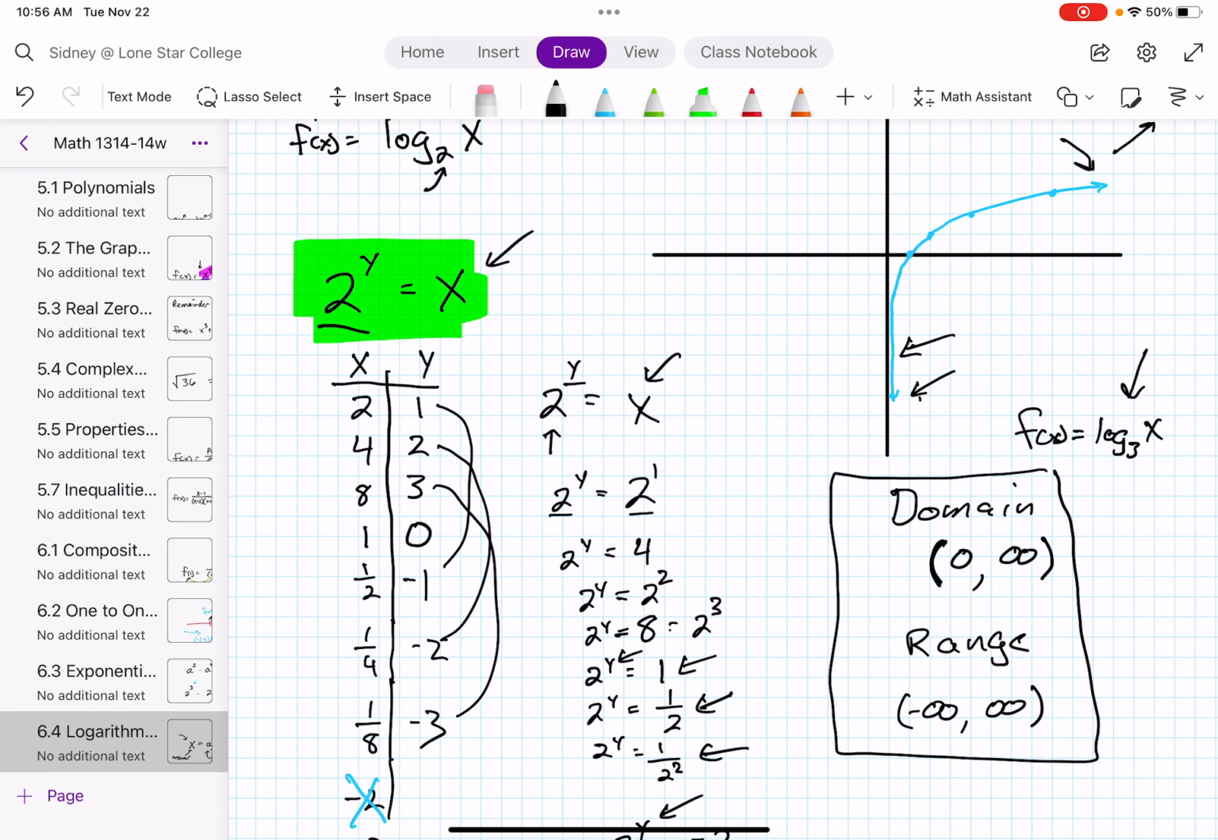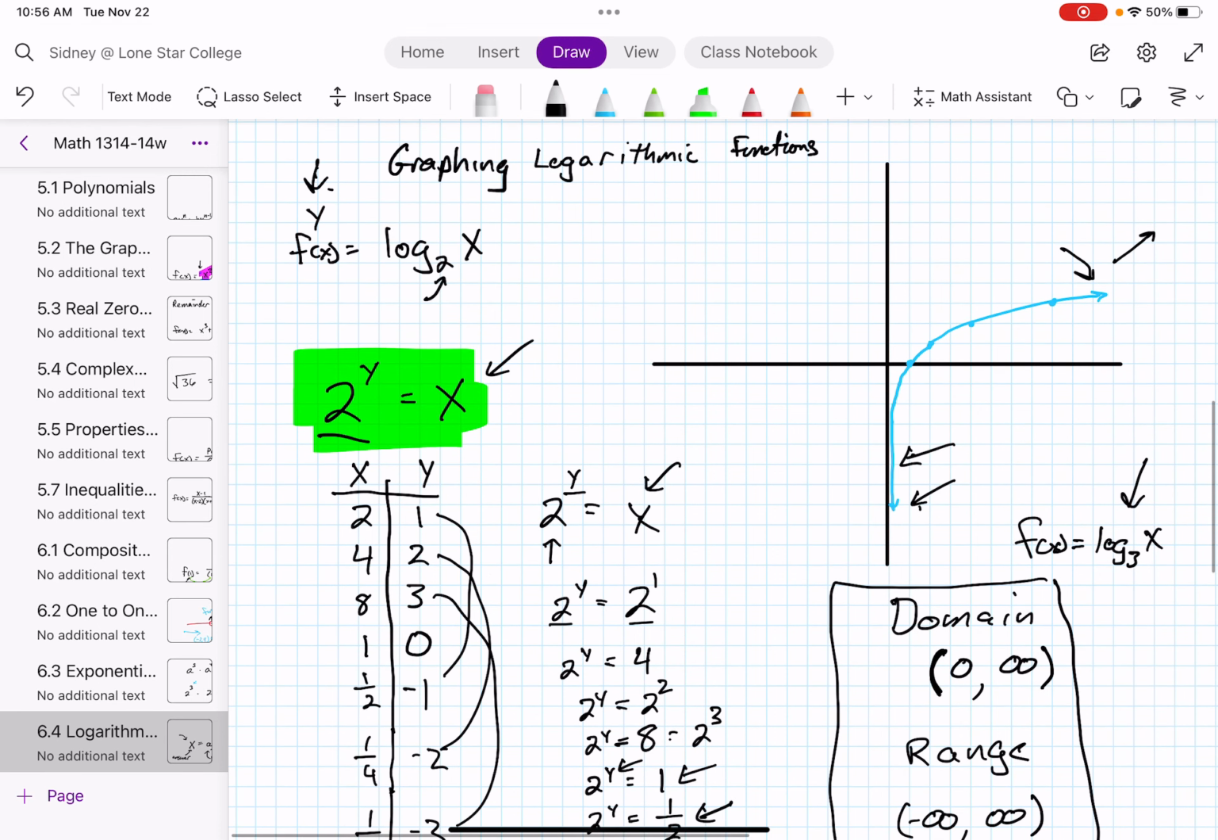Now, the last thing I'm going to say about graphing is that we can still do transformations. We can still do reflections over the x-axis and over the y-axis. We can shift up, down, left and right, and we can vertically and horizontally compress and stretch this. So all of our rules for transformation still apply. This is just a new parent function. This is a logarithmic function.